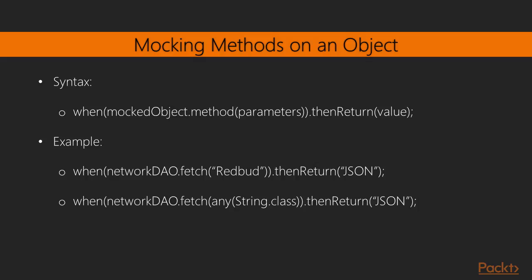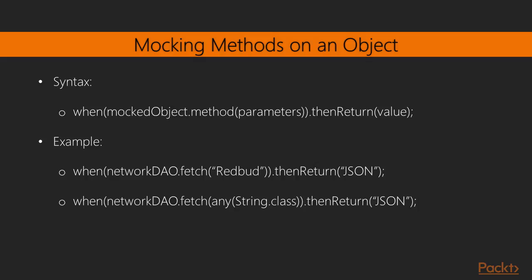So what does when take? When takes the name of our mocked object, and then the method that can be called on that mocked object with a series of parameters. And what we're saying is, when this method is called with these parameters, then return some static text. Then return some kind of value, whatever the value might be. It could be an object, could be a primitive, could be text. In our case, it's going to be text because we're mocking out a JSON feed. So let's look at these examples below.